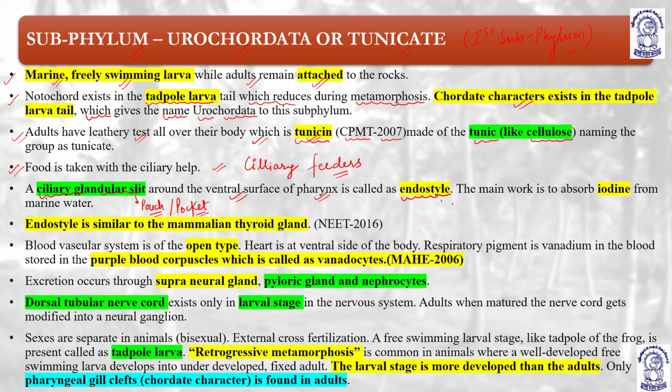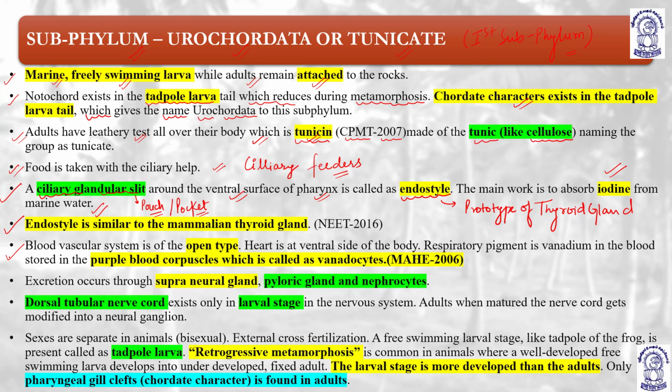So endostyle can be considered as a prototype of the thyroid gland, and the function is to absorb iodine from the salty water. As salty water has a good amount of salt, especially iodine in the form of sodium iodide or a sodium nitrite and sodium iodide mixture. So endostyle is similar to the mammalian thyroid gland, I have already told you, endostyle.